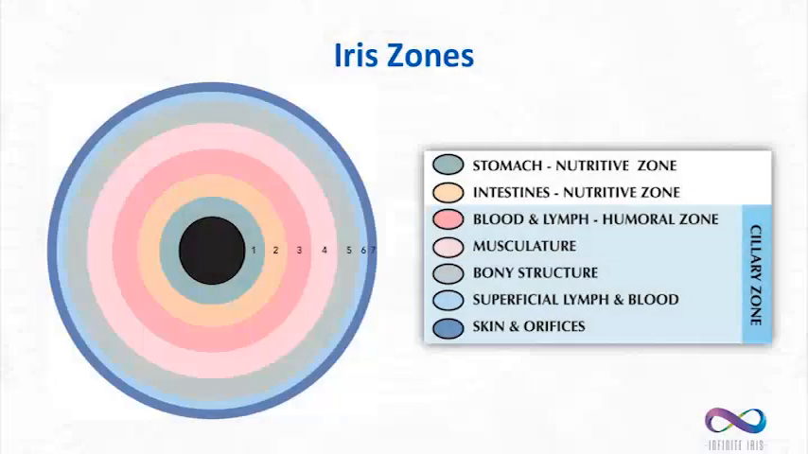Now we're going to discuss the iris zones. There are 7 iris zones, and I have color-coded them so that you can learn them easily. We have the digestive zone here in green, and that shows the zone of the stomach, and we call it the zone of digestion, where digestion takes place.